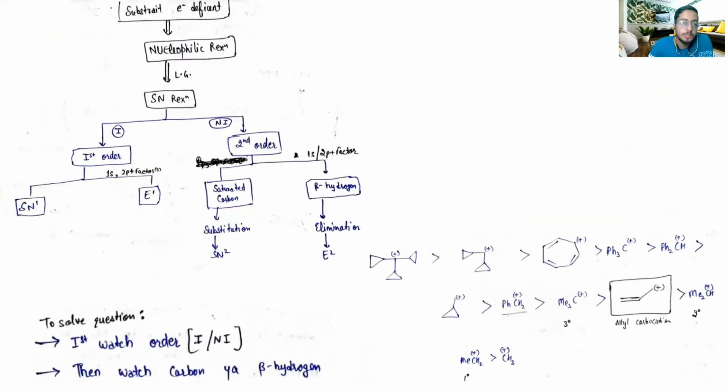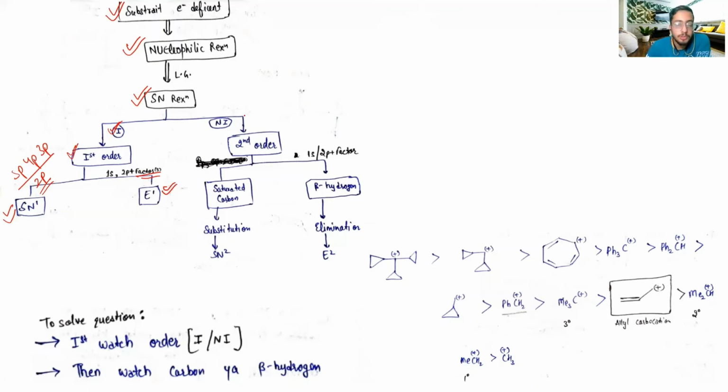Now, to summarize all this, we have an electron-deficient substrate. That means our reaction is a nucleophilic reaction. And if we have a leaving group on our substrate, that means it is a nucleophilic substitution reaction. In nucleophilic substitution, if we have formation of a carbocation in our molecule, then the reaction is called a first order reaction. In a first order reaction, if our nucleophile is of 5p, 4p, or 3p type, then we get the SN1 reaction, and if 2p also, but if the three factors which I have discussed before are present, then we get the E1 product.